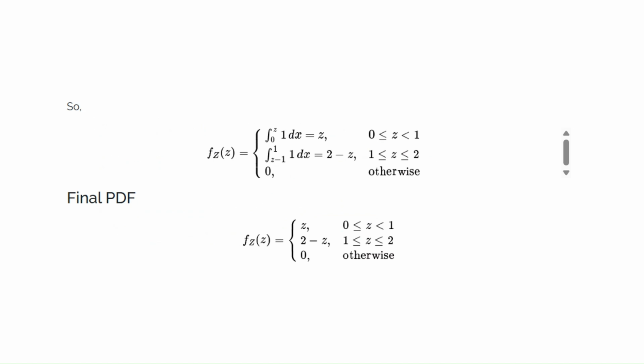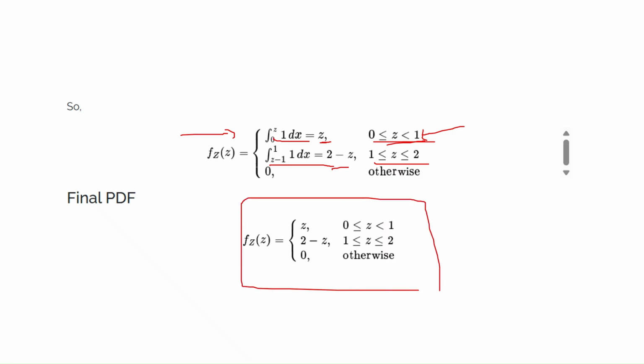So now we put all of these values. The first part of the range was z between 0 to 1, second was z between 1 to 2. For the first part, the integral of 1 dx from 0 to z became z. For the second part, z minus 1 to 1, this gave us 2 minus z. And then this gave us the final PDF, which is the final answer. The PDF is z for z between 0 to 1 and 2 minus z when z is between 1 and 2 and 0 otherwise.